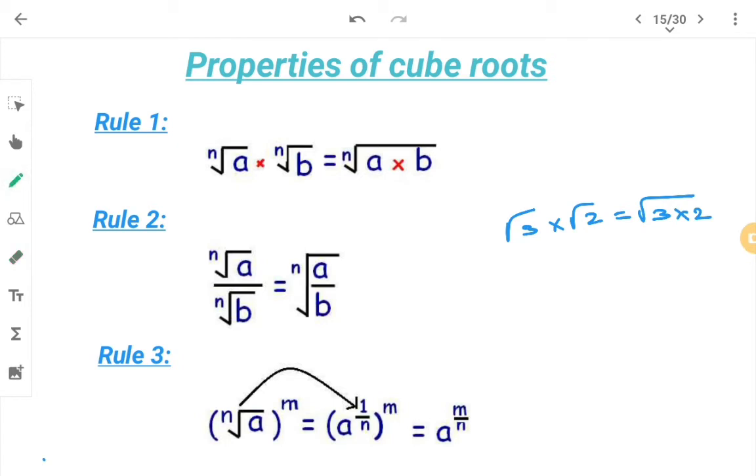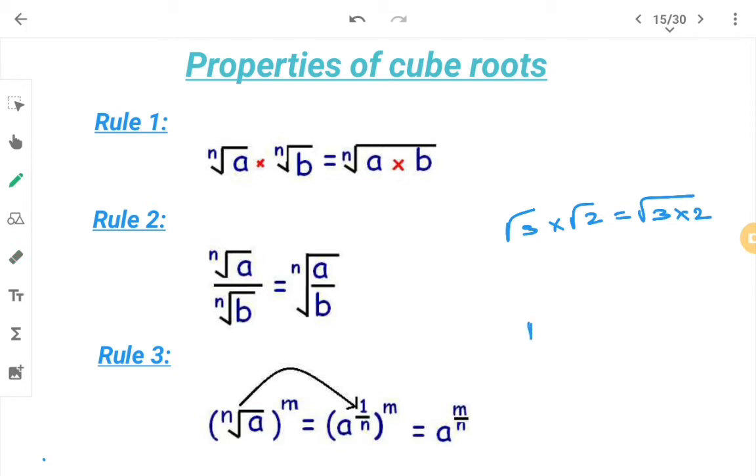For example, root 7 by root 4. If it is a cube root, you can write it as cube root of 7 by 4. You can take a common root when they are in division. And the third one is, if you have root a whole power m, then this root value can be multiplied. I will give you one example for this. It will be helpful for you to understand.